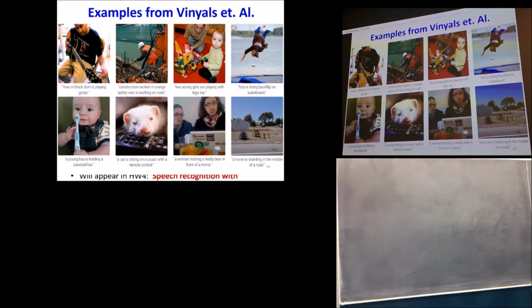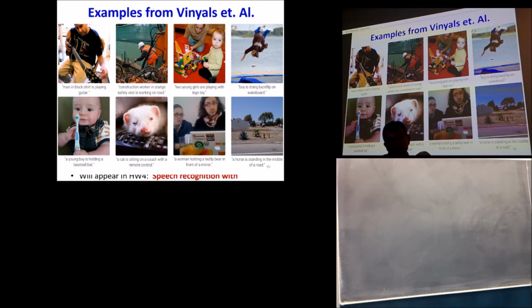Here's a picture to the left. That's the caption assigned to this picture. Again, the caption was produced by passing the picture through a CNN, using the CNN's final hidden representation to trigger language generation by the language generator. And the actual word sequence produced was this: man in black shirt is playing a guitar, or construction worker in orange safety vest is working on a road. Two young girls are playing with a Lego toy. Well, it's almost right. It's not clear that this is a young girl, but you get the idea. Boy is doing a backflip on a wakeboard.